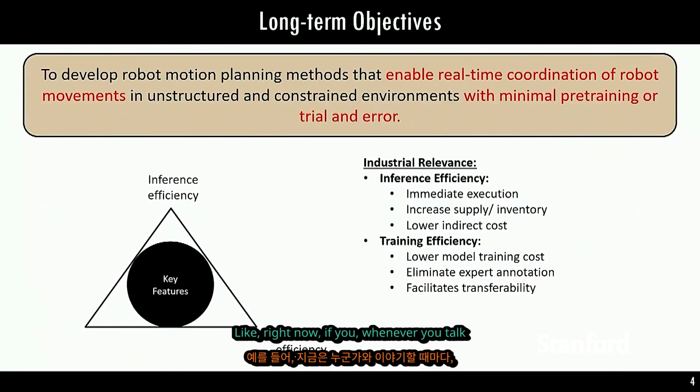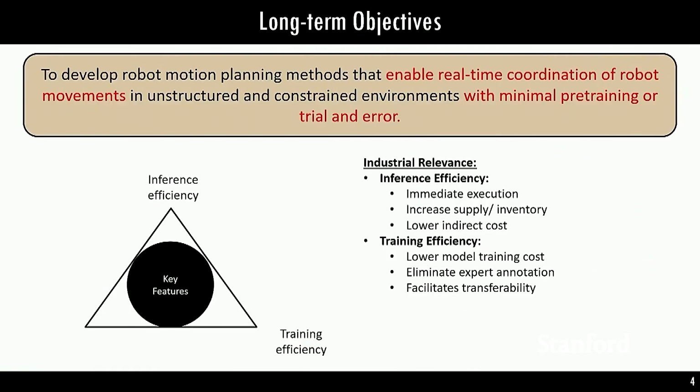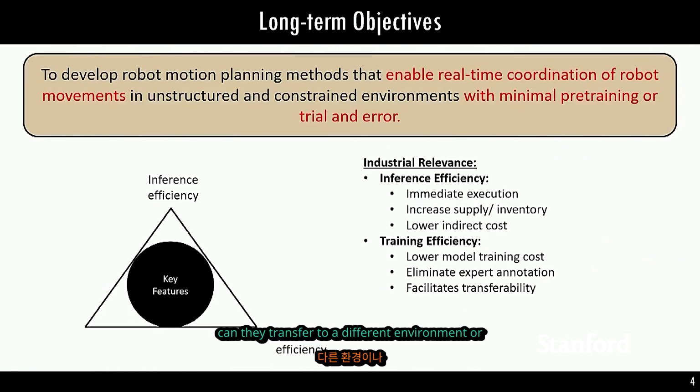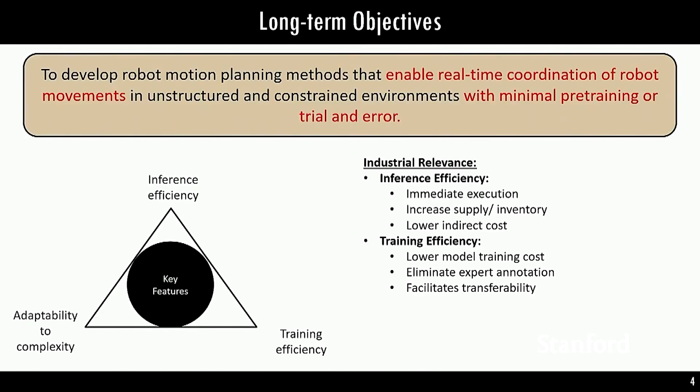Right now, whenever you talk to someone who is doing imitation learning or training very large models, the second question that comes up is, can they transfer to a different environment or unseen environment? Because the issue is when you move to a different environment, you may need to regather all the data. But if you have a model whose training cost is very low and that eliminates the need for expert demonstration, then you can transfer that model very easily to a new domain.